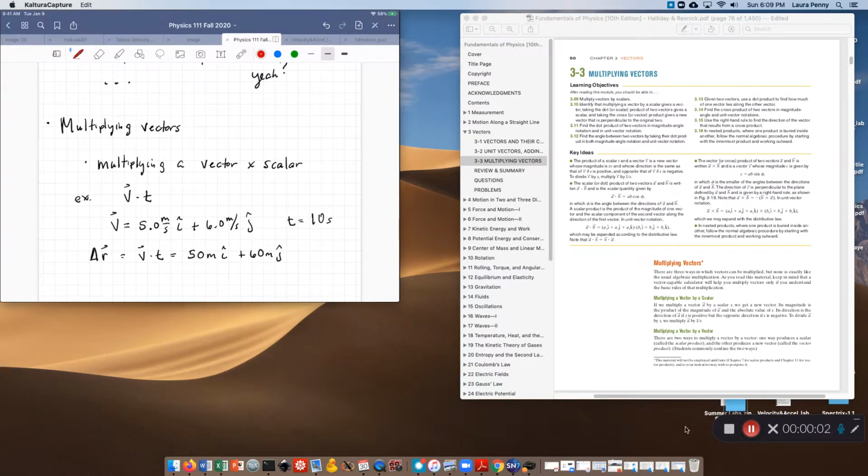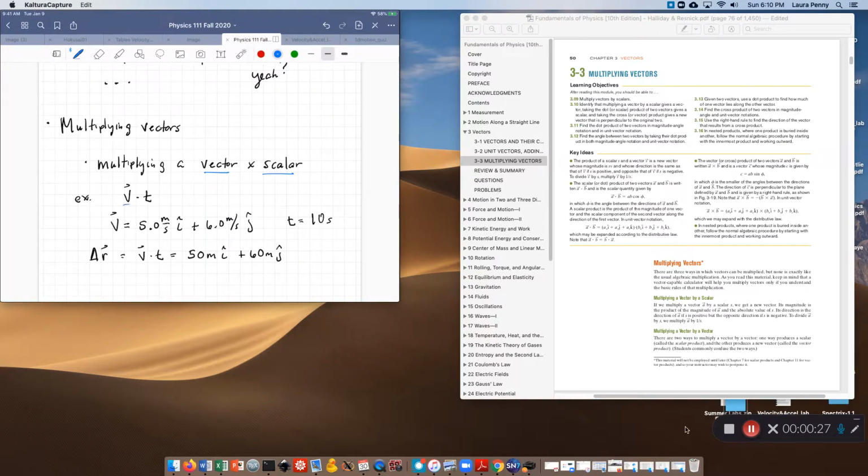Okay, Physics 111. Now we're going to talk about multiplying vectors. We might multiply a vector times a scalar. So the very first thing is what happens when you multiply a vector times a scalar? Well, a vector times a scalar is actually pretty simple. We've already done this. We just didn't say it was multiplying a vector times a scalar.